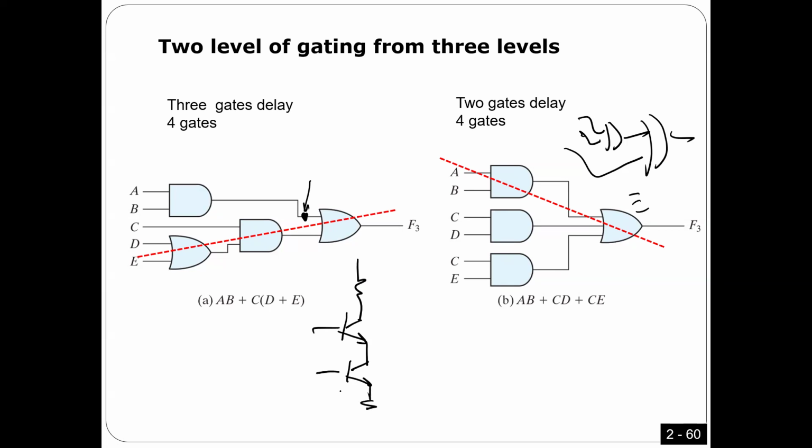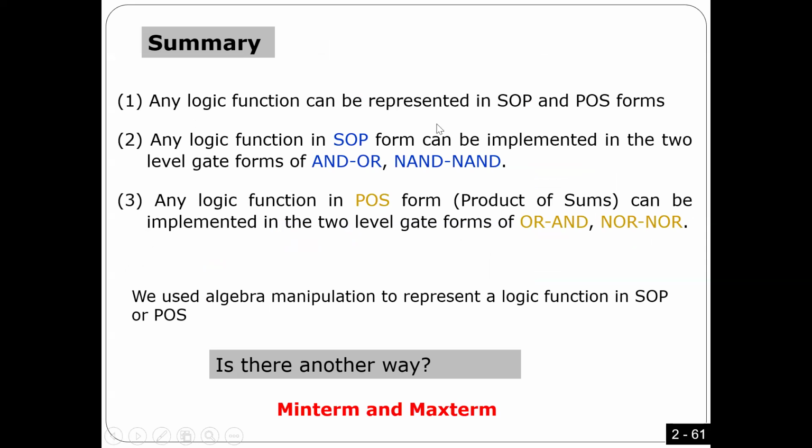So if I want to make one NAND with 3 inputs, what can I do? Very simple. Just add one more transistor here. You got what I'm saying? So now it becomes a NAND with 3 inputs. You got what I'm saying? Okay. So this is a summary.